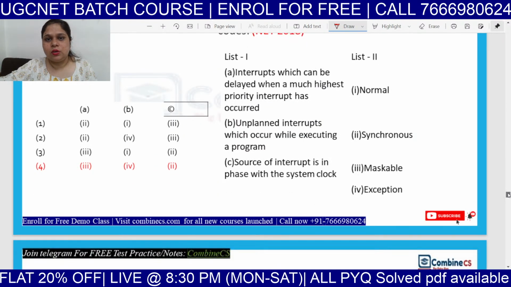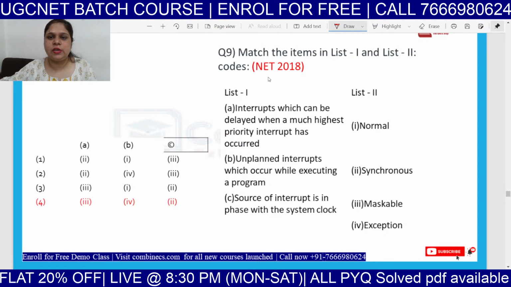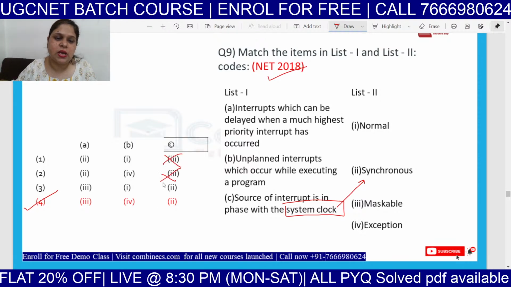Yes, very good. So this is the recent year question of NET 2018. The correct answer is option number 4. Now you can clearly see system clock. So system clock means it is related to the synchronous. So C का आंसर आएगा 2. Now you can see ये option आपका eliminate हो जाएगा. Okay. So this is the keyword.